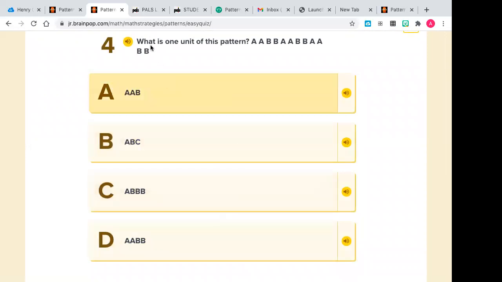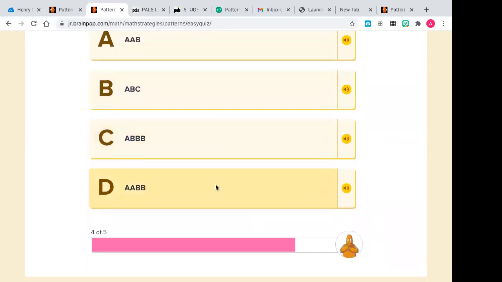All right. What is one unit of this pattern? That means it repeats itself. So it has A, B, B, A, B, B, A, B, B. So what are we saying? What's repeating itself? A, B, B, right? Good job.